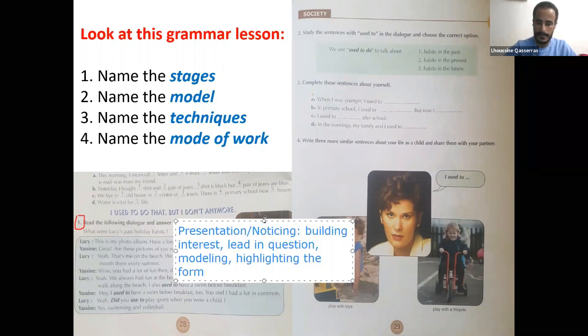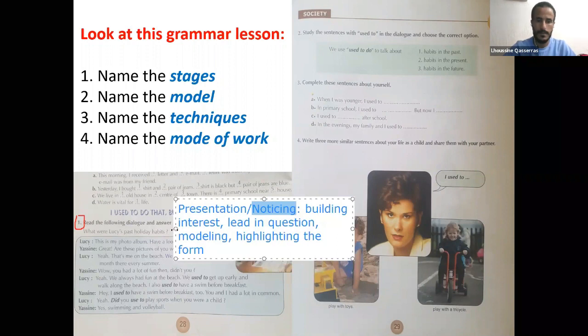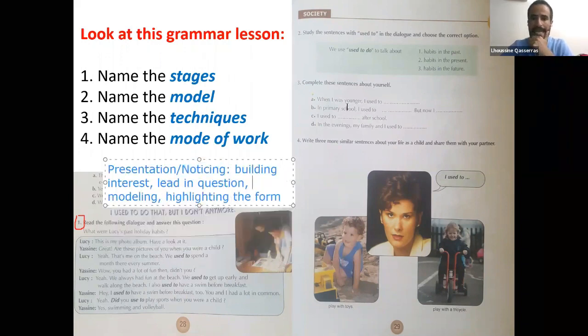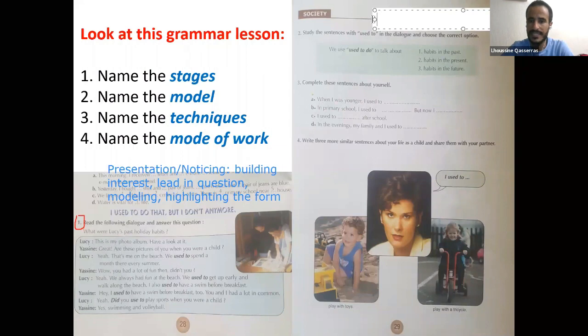Next. Let me just, so as you have enough space. Okay, good. Now, number two. Study the sentences with used to in the dialogue and choose the correct. What is this? Highlighting the written form. Uh-huh. This is the use, the meaning. We can say the form, yeah, because there is the form there, the form and use, both. Again, highlighting the form and use. Do you agree? Number two, do you agree?